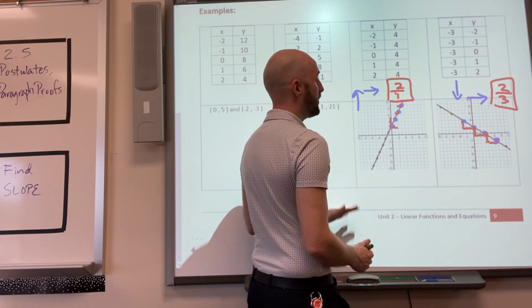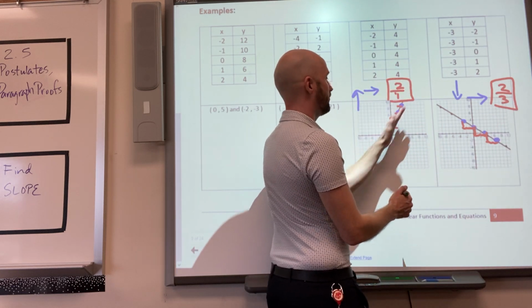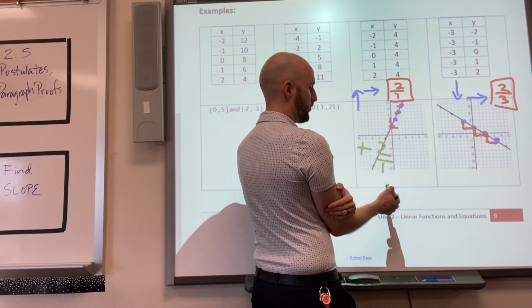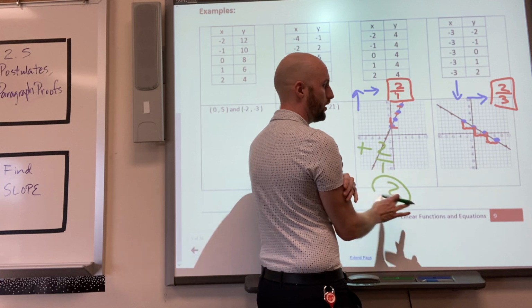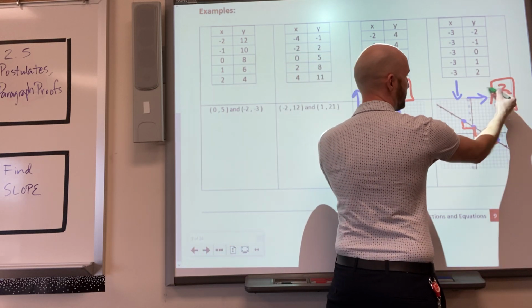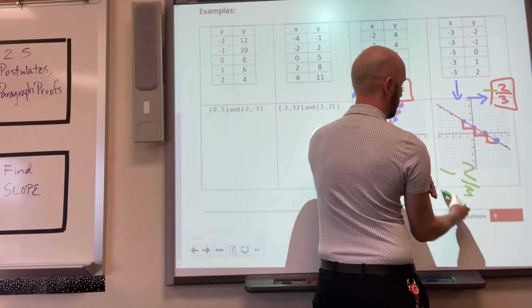Okay, but this one is positive, so it's positive 2 over 1. Pues 2 entre 1 is 2. So you can just say it's positive 2. Here this is negative, so it's negative 2 over 3.